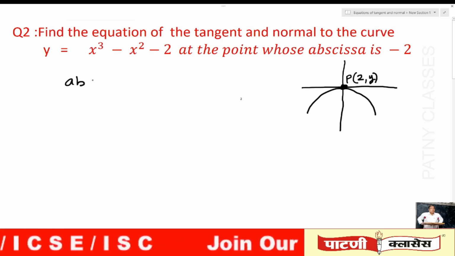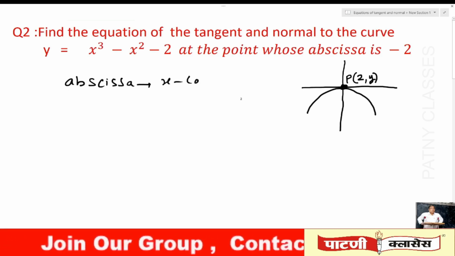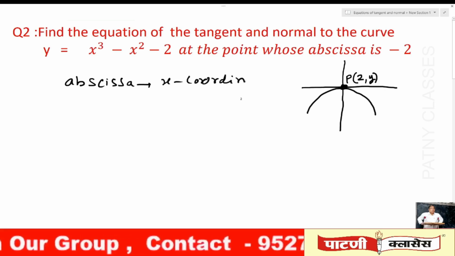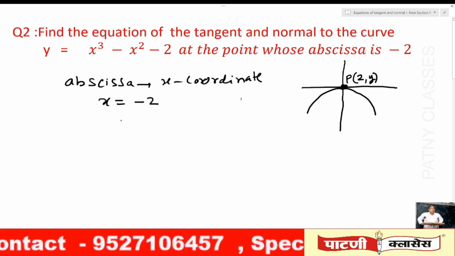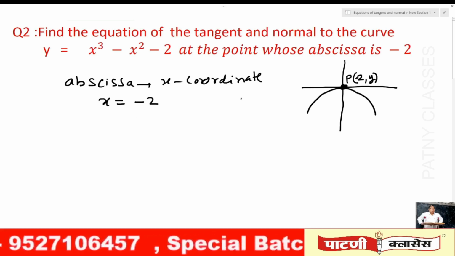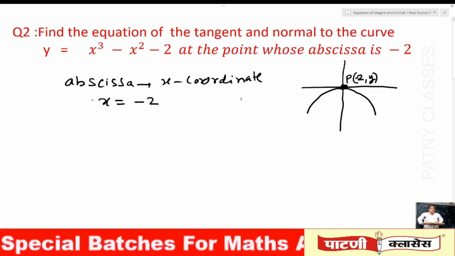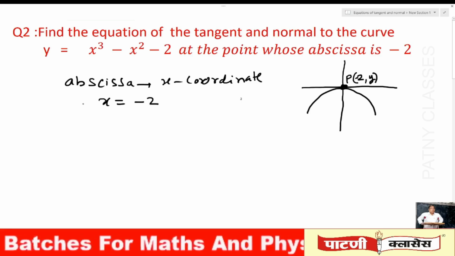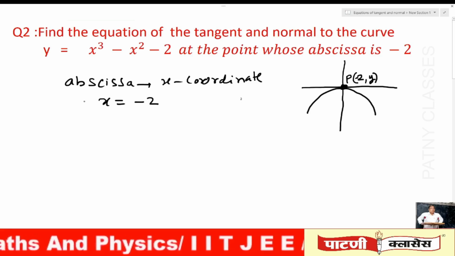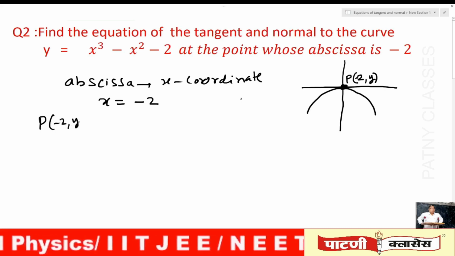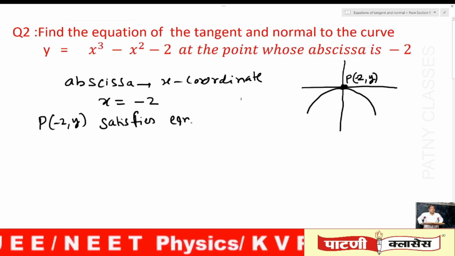Abscissa stands for x coordinate. So the x coordinate is given, x equals -2, but the y coordinate is not given. But the curve is also passing through the point P, and the tangent is also passing through the point P. So the coordinates of point P must satisfy the equation of the curve. Therefore P(-2, y) satisfies the equation of the curve.